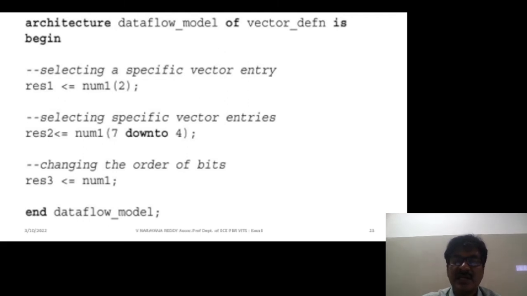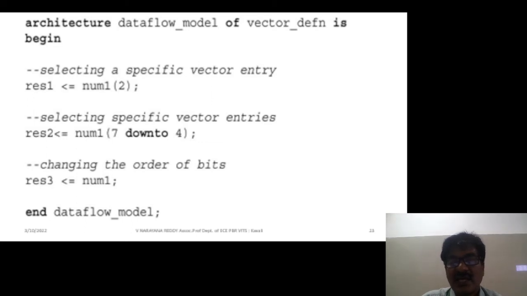So register 3 is an 8-bit vector, num1 also an 8-bit vector. So all 8 bits can be assigned to register 1. In the first case selective bits, in the last case all bits, but in the last case the order is different. Why? Because register 1 is declared as 7 down to 0, but num1 is assigned as 0 to 7. So the order is different.